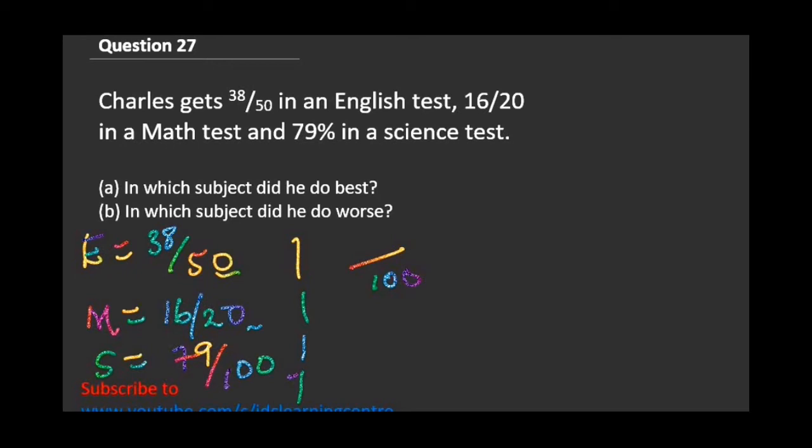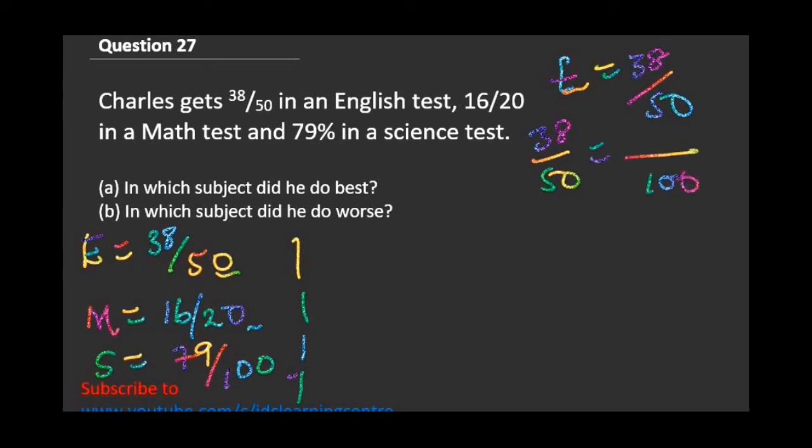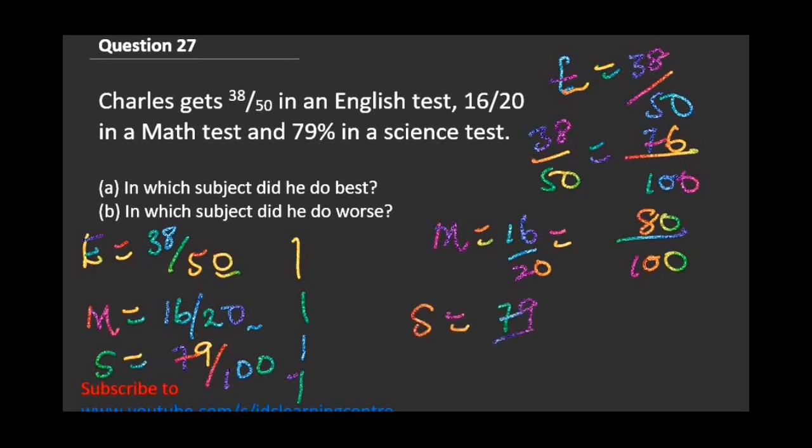Okay, so let's start from English. If English is 38 over 50, let 38 over 50 equal something over 100. 50 into 100 is 2. 2 times 38 will give me 76. Math, 16 over 20, since the LCM is 100, 20 into 100 is 5. 16 times 5 will give me 80. And science, which is 79%, 79 over 100. If the LCM is 100, 100 into 100 is 1, 1 times 79, I'll get back 79.